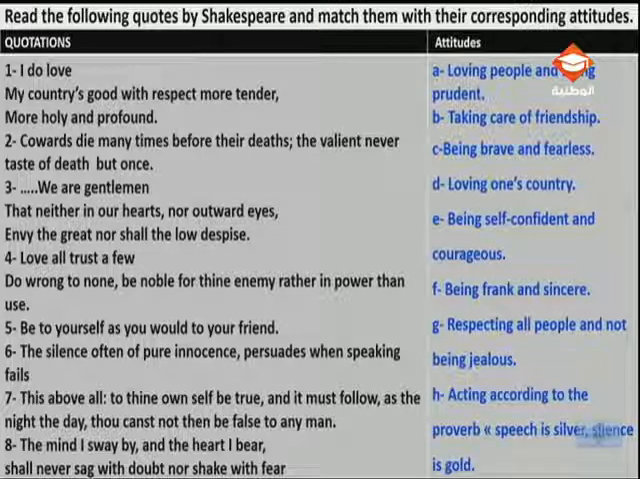I think envy. Envy, so being envious, being jealous. Are you jealous? No, of course not. If you ask anyone if they are jealous, no one is going to say yes, I am. Of course not.